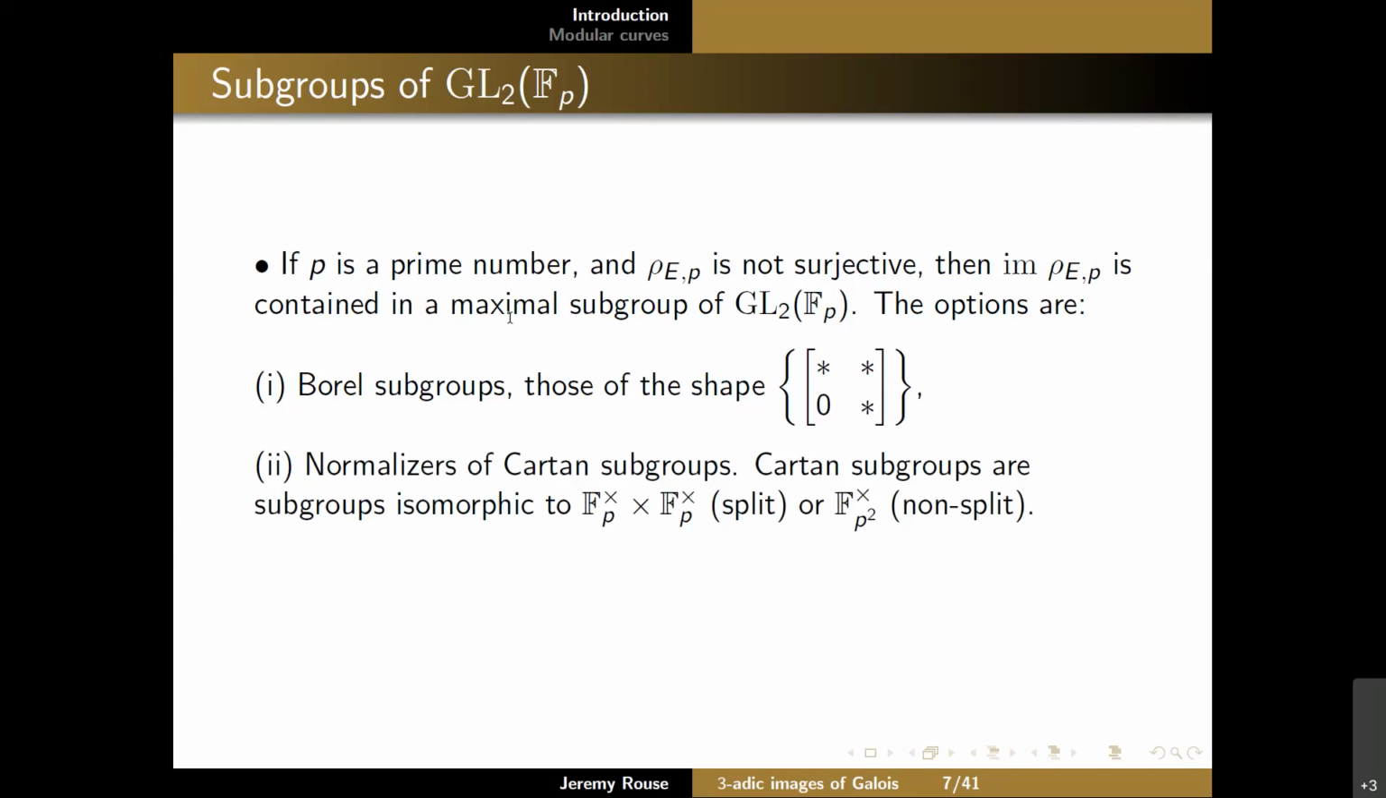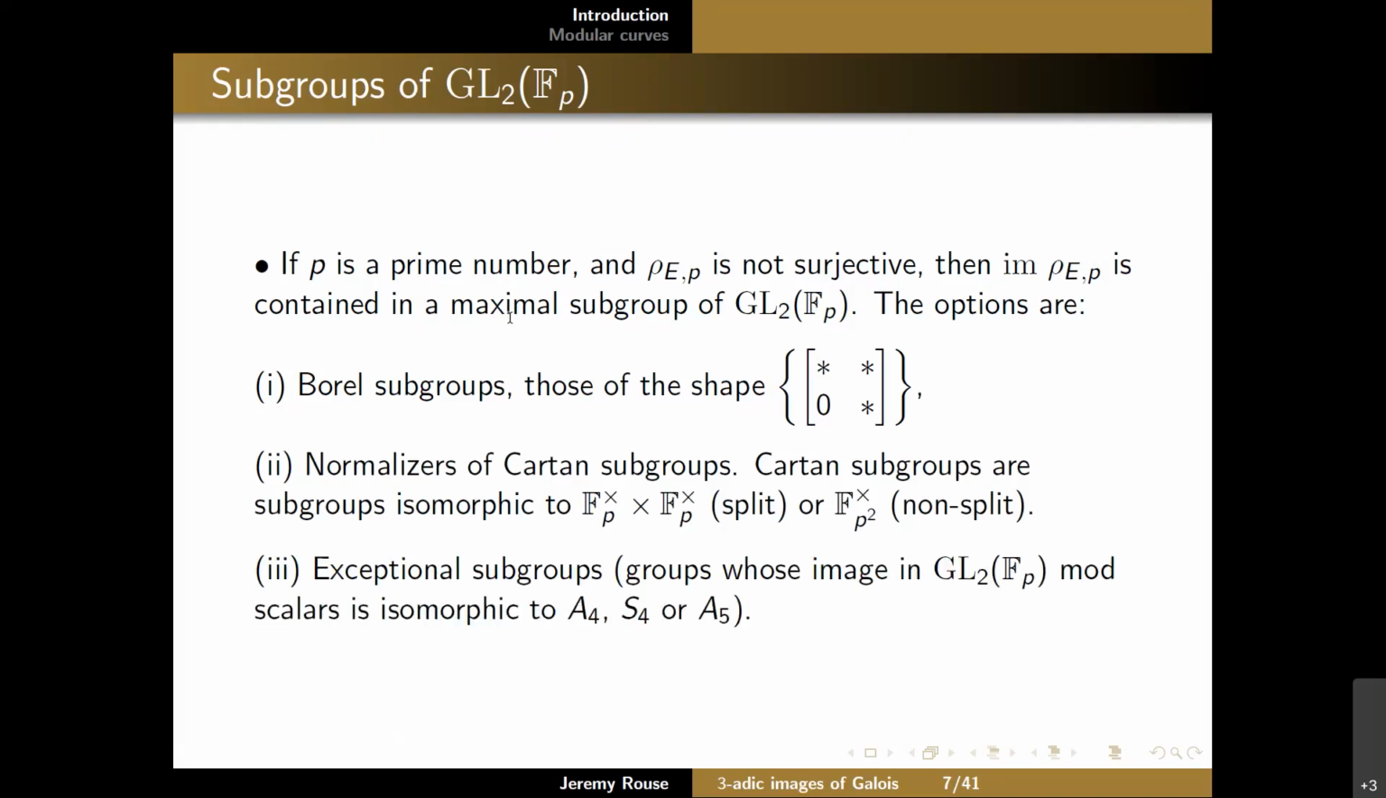And the final option is exceptional subgroups, groups whose image in GL2(F_p) mod scalars is isomorphic to A4, S4, or A5. Now, I will say that these are not all the maximal subgroups of GL2(F_p), but these are all the maximal subgroups where the determinant is surjective.